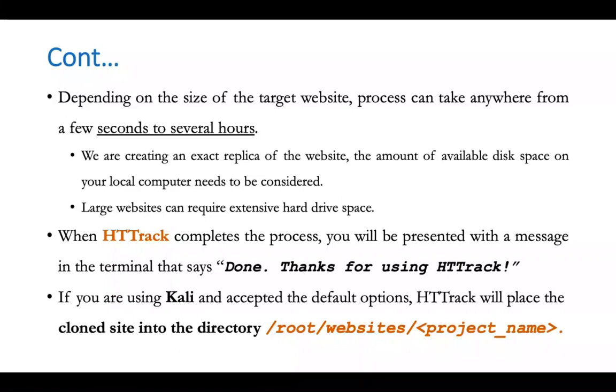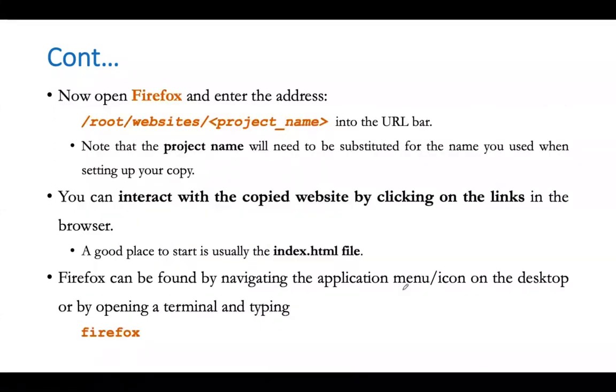If you are using Kali, you just accept the default options. HTTrack will place the cloned site into the directory where you mentioned to store it on your local machine, that is root, websites, and whatever project name you are giving. Then you can simply use Firefox, which can be found by navigating the application menu on your desktop, and just open a terminal and give the command Firefox with the root websites project name.